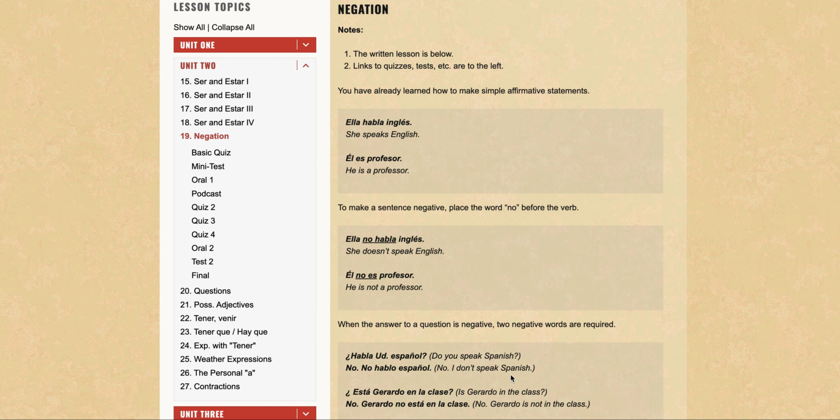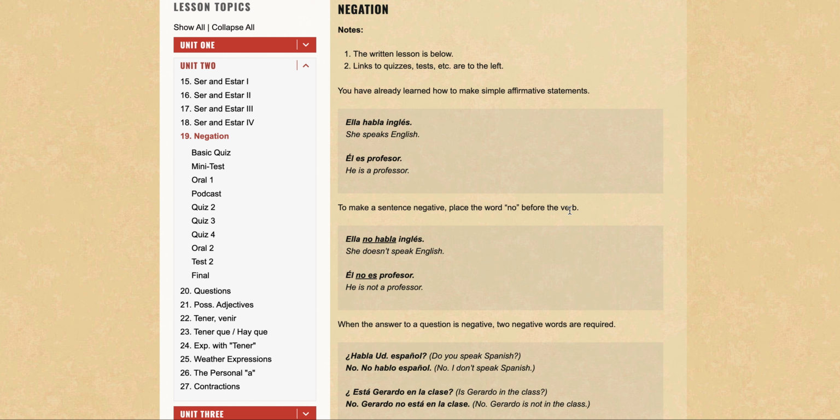So basically, to make any affirmative statement negative, we need to place the word no before the verb, right? So identify the verb and then place a no before that. So, Ella no habla inglés. Habla is the verb, right? It performs an action, speak.